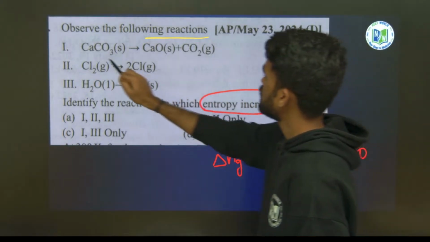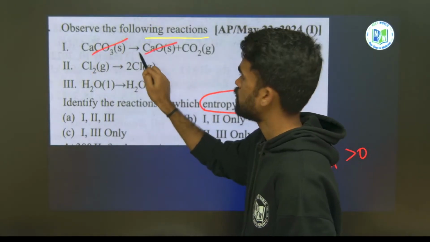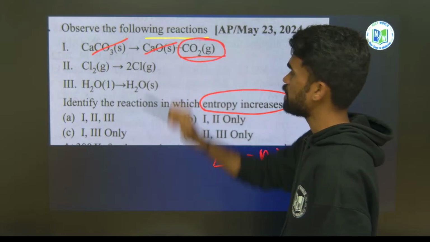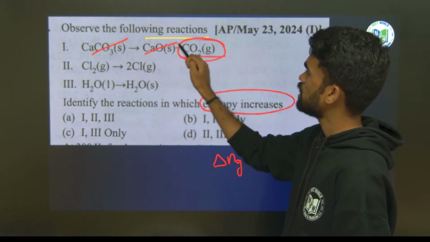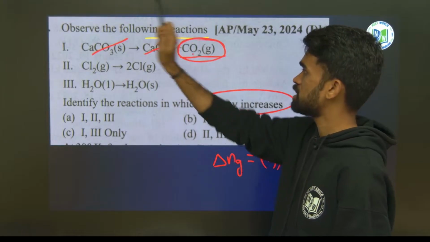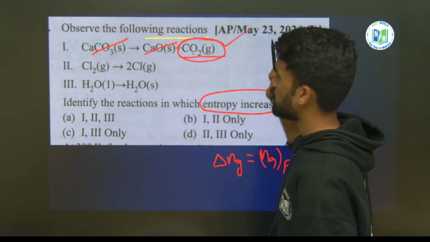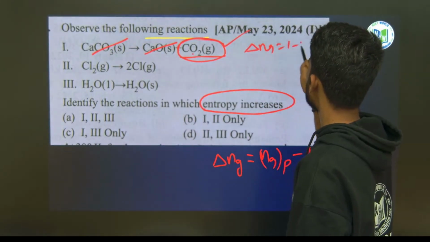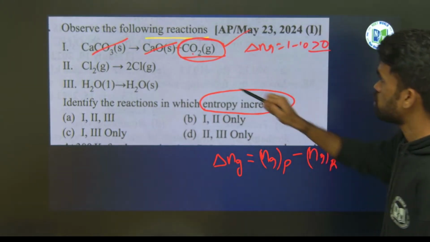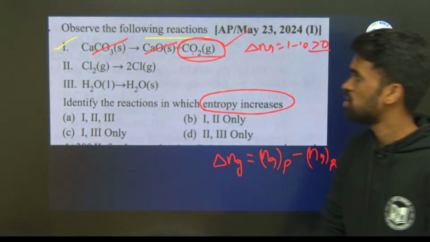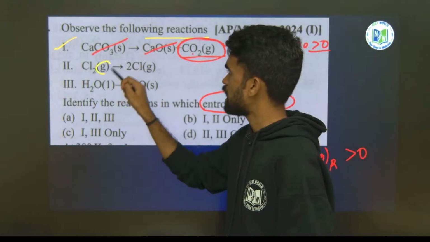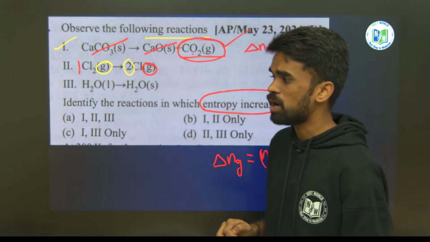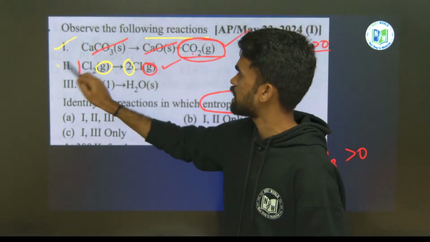Look at here, in the first process this is solid, do not consider solids. I told you only gases, so here it is becoming gas right now. So delta Ng is gaseous products minus gaseous reactants. Gaseous product is 1, gaseous reactant is 0. So delta Ng is 1 minus 0, which is positive, greater than 0. So entropy is increasing in the first case. And see here, both are gases, but here we have 2 gaseous particles, here only 1. So entropy here is also increasing, in the second case also increasing.